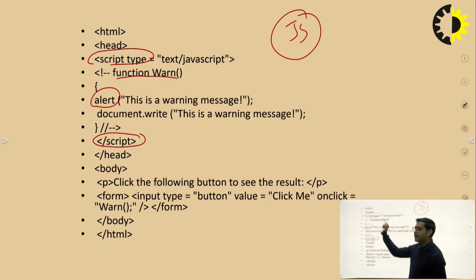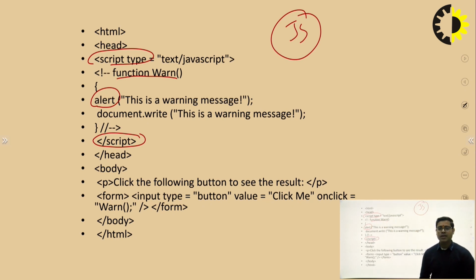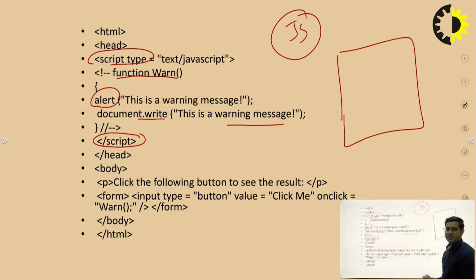Inside the function, we have to write some text like alert, this is a warning message, and we provide some information to the browser screen. On the browser screen, we use document.write for this statement, to print this is a warning message. Okay, next part is the body part. Inside the body part, we print some paragraphs, like click on the follow button to see the result. Suppose this is our browser screen.